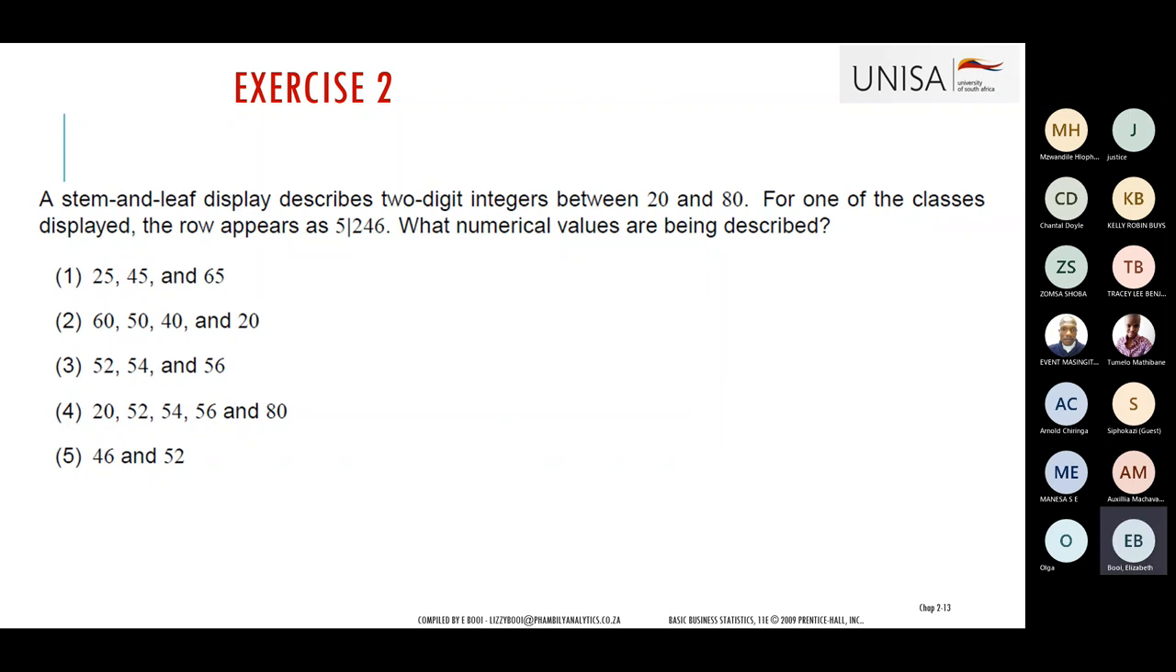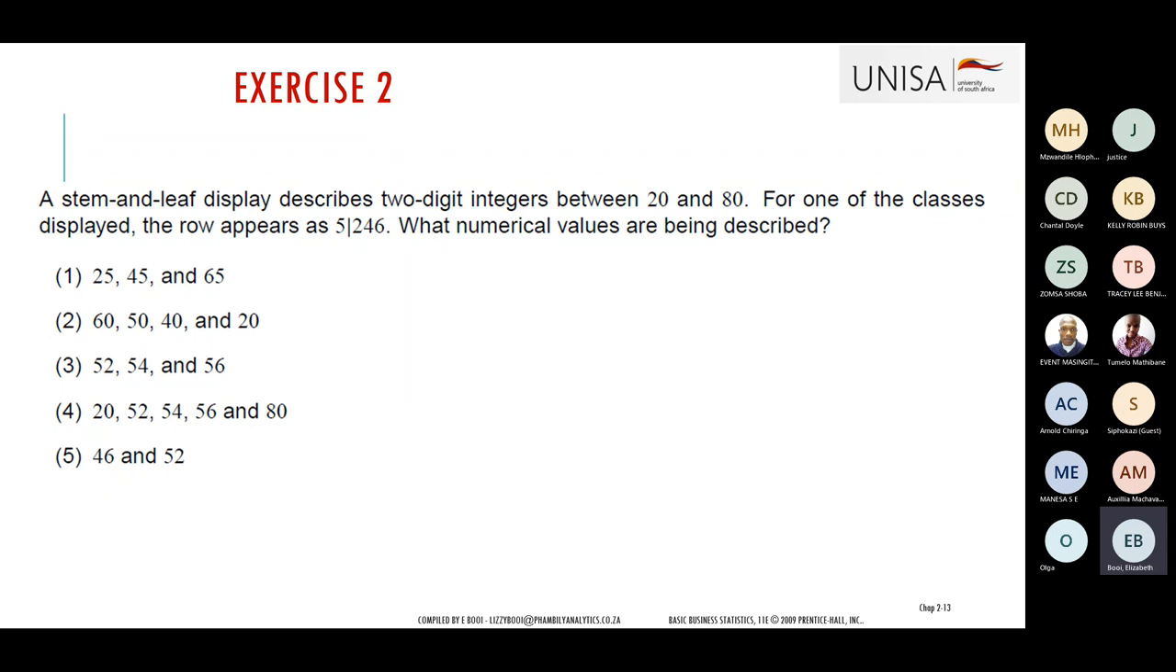So here they give you just part of the stem and leaf plot, because if you look at that, remember, that is your stem and that is the line that splits the stem and leaf. So you should be able to identify that as my stem and leaf plot. It appears as 5 as my stem and 2, 4 and 6 as my leaves. So 52, 54, 56, I'm giving you the answers now.